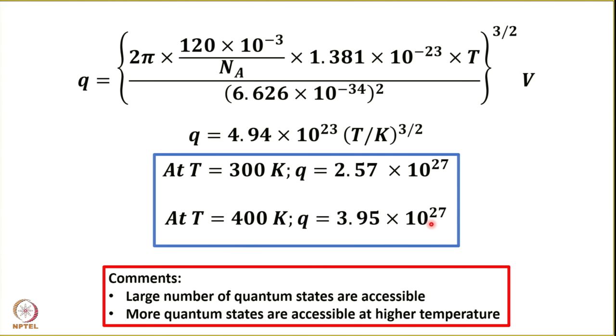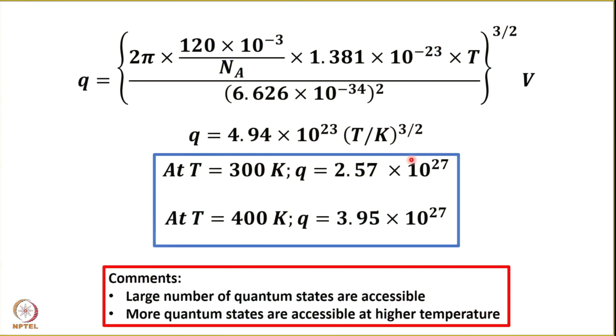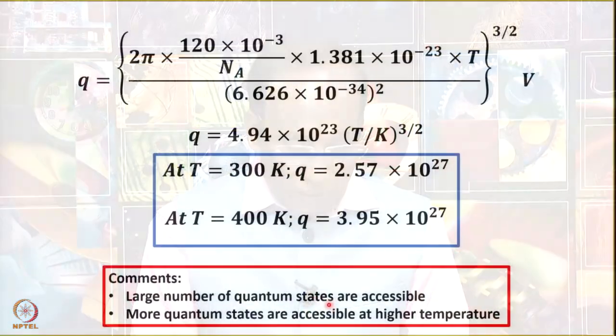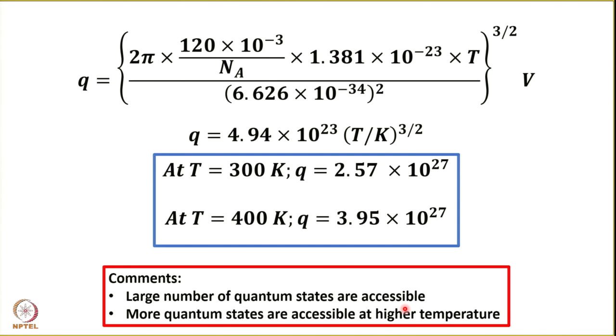So what kind of general conclusions can be drawn over here? One conclusion is that look at the order 10 raised to the power 27, both at 300 Kelvin and 400 Kelvin. 10 raised to the power 27 quantum states are very high. So therefore, first comment, large number of quantum states are accessible, 10 raised to the power 27. And when you compare at 300 versus 400, there is an increase in the number also. That means more quantum states are accessible at higher temperature.